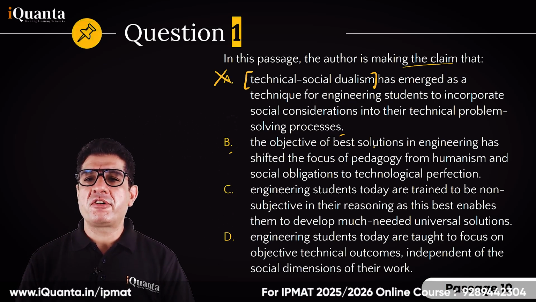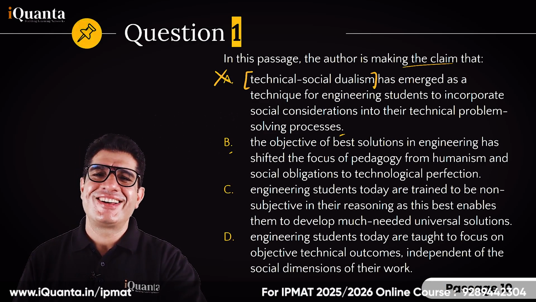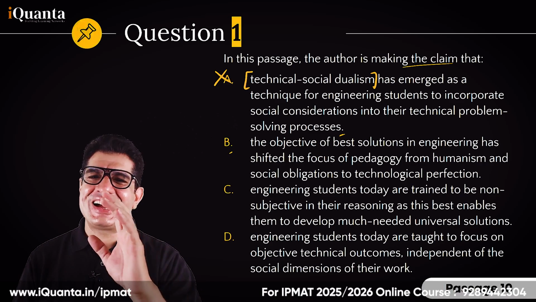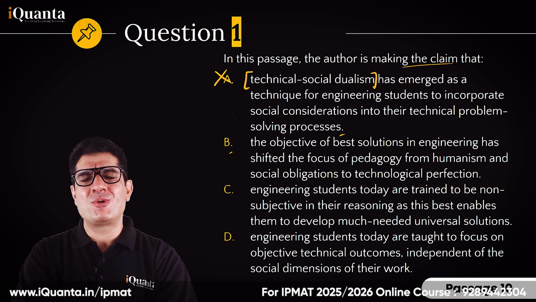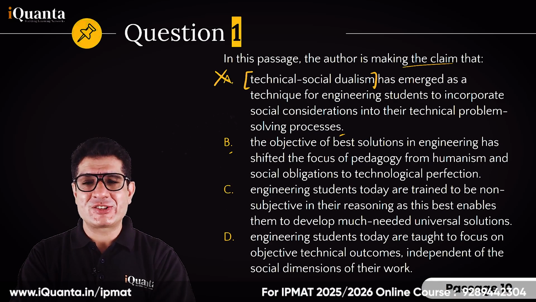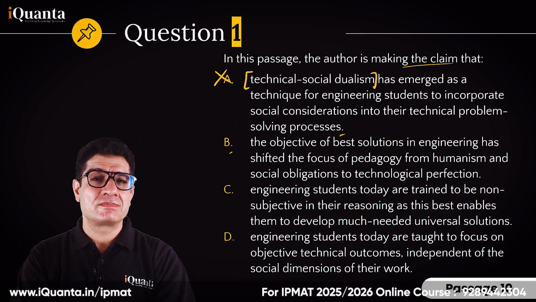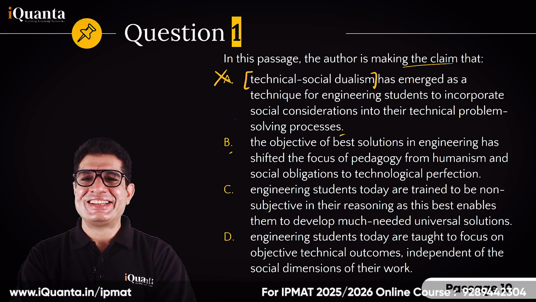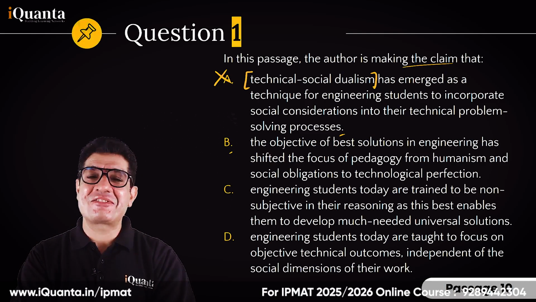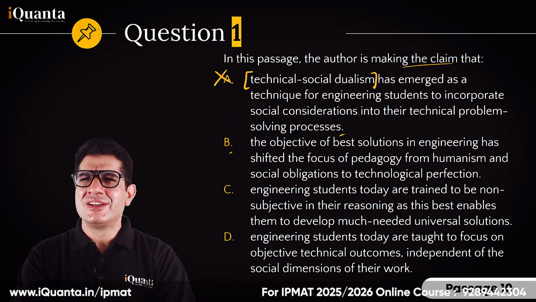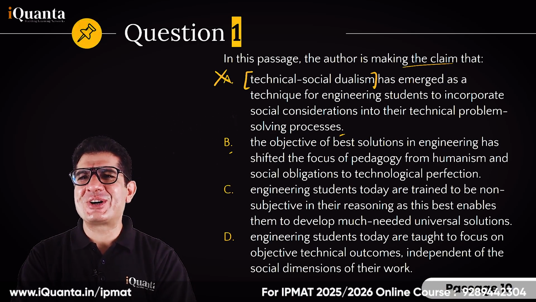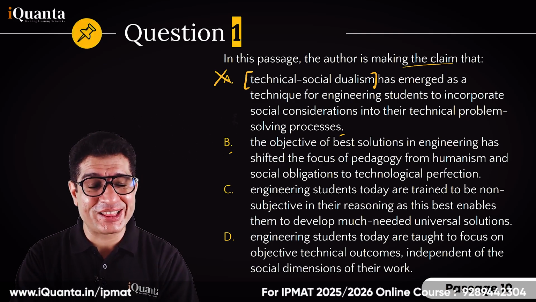B, the objective of best solutions in engineering has shifted the focus of pedagogy from humanism and social obligation to technological perfection. I'm willing to bet that a lot of people will look at it and they'd say that, oh yes, this is right. But then it all boils down to vocabulary. Do you know the meaning of the word humanism? We are shifting the focus on taking care of the societal needs, societal problems. So humanism looks like a word that would convey that meaning, but that's not at all the case.